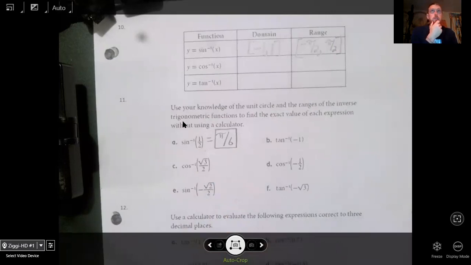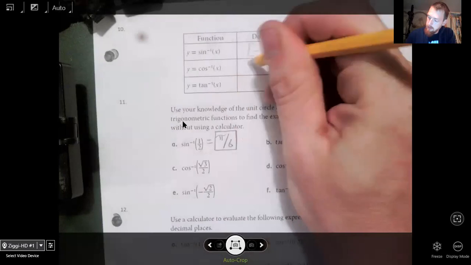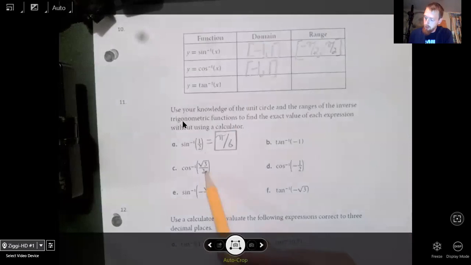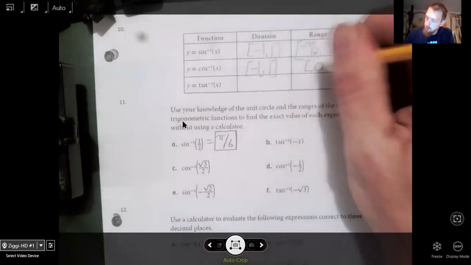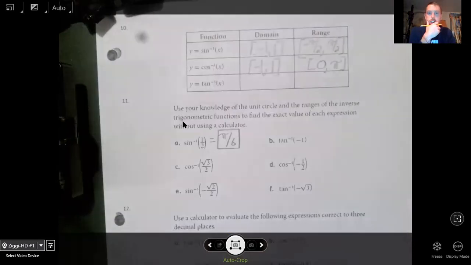So let's see, all students take calculus. Cosine is positive in quadrant 1 and quadrant 4. Let's think about the domain and range for the function y equals cosine inverse of x. The domain is -1 to 1. That's great news because the square root of 3 over 2, that's 0.866, is inside this domain. What's the range? What possible answers can we get? Anything from 0 to pi.